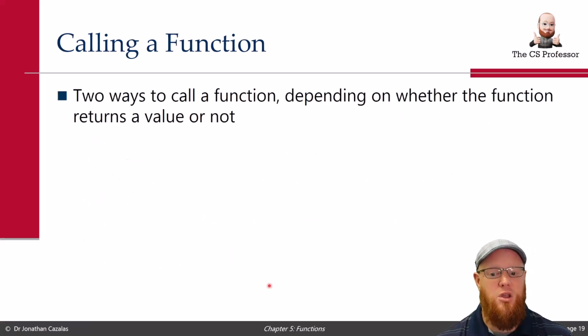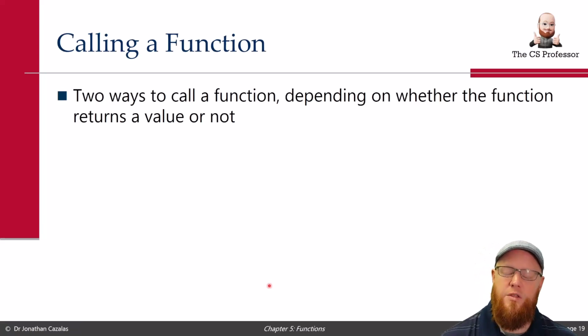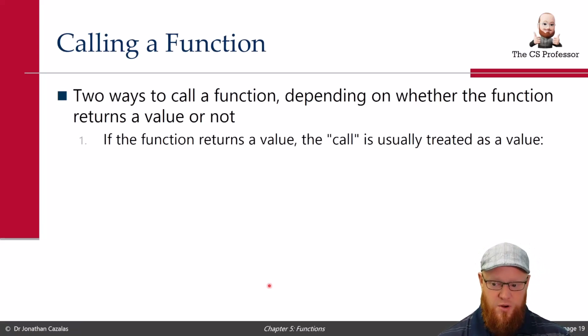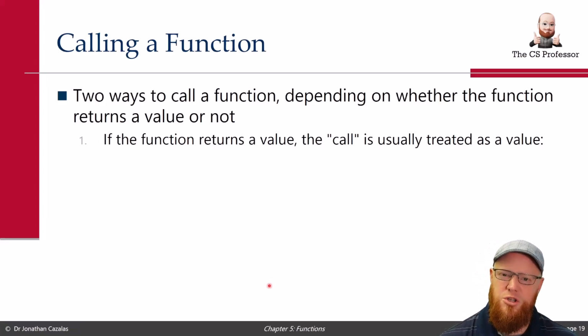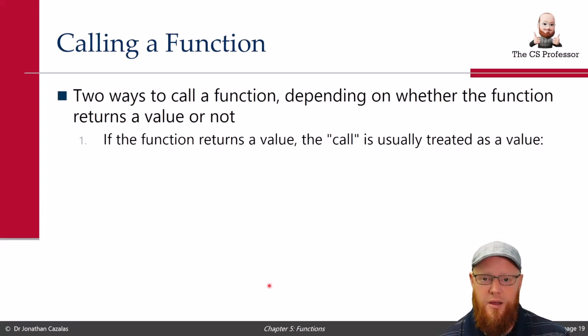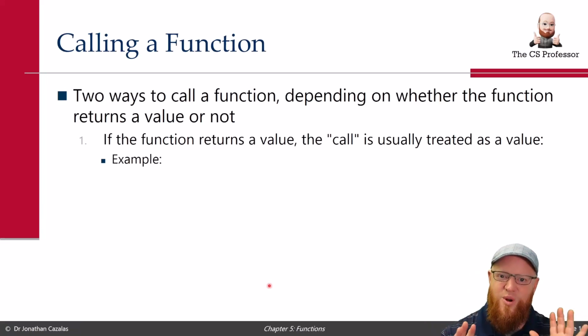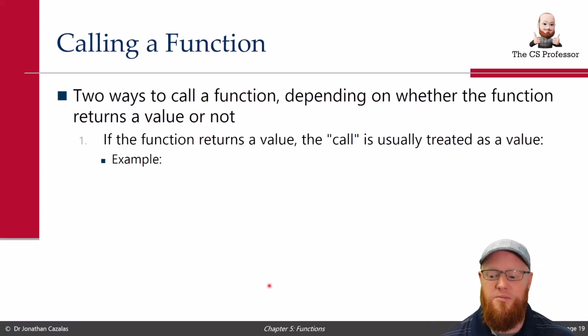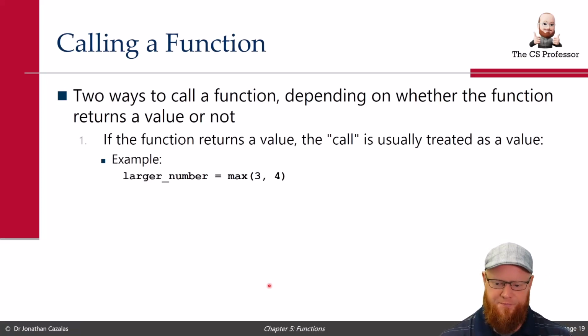There are 2 ways to actually call a function, depending on whether or not the function returns a value. The first way, if the function returns a value, we usually treat that call as a value. And I know this is just a lot of words right now. The example is what's most important, and we're going to come to that very shortly. But if the function returns a value, the call is usually treated as a value. So the example here, if we wanted to call that function max that we just made, I could send those two parameters to that function. In this case, I'm sending over 3 and 4.